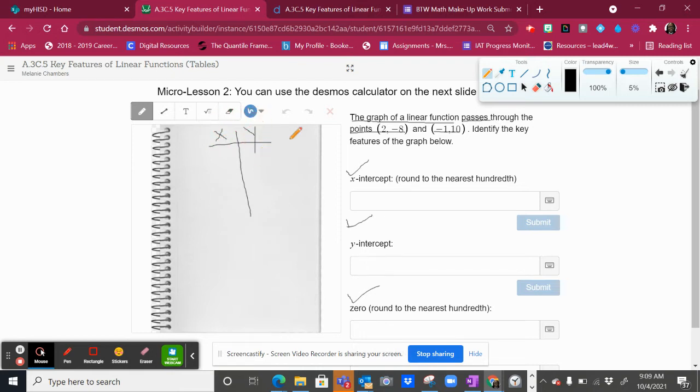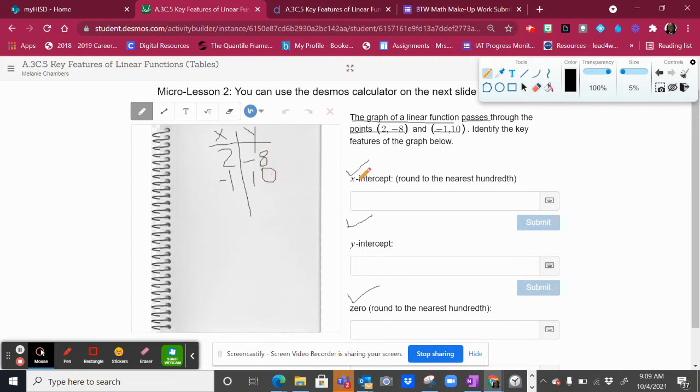We're given 2 points. The first is (2, -8). The X value is 2. The Y value is -8. The next one is (-1, 10). So the X value is -1, and the Y value is 10.